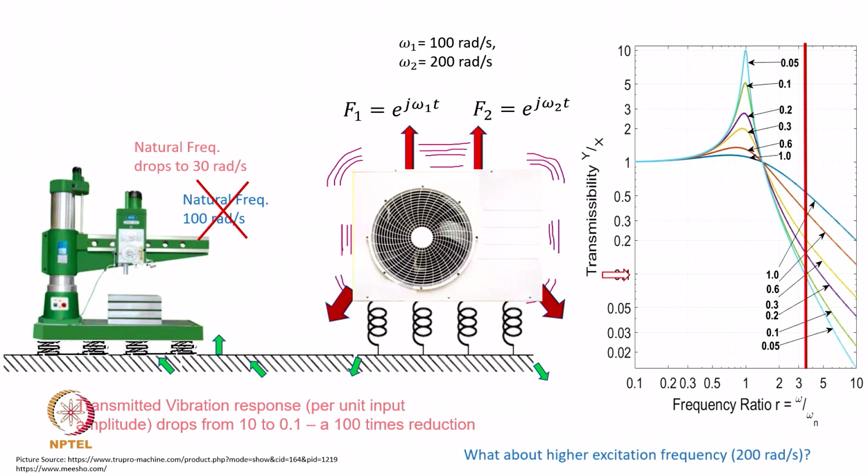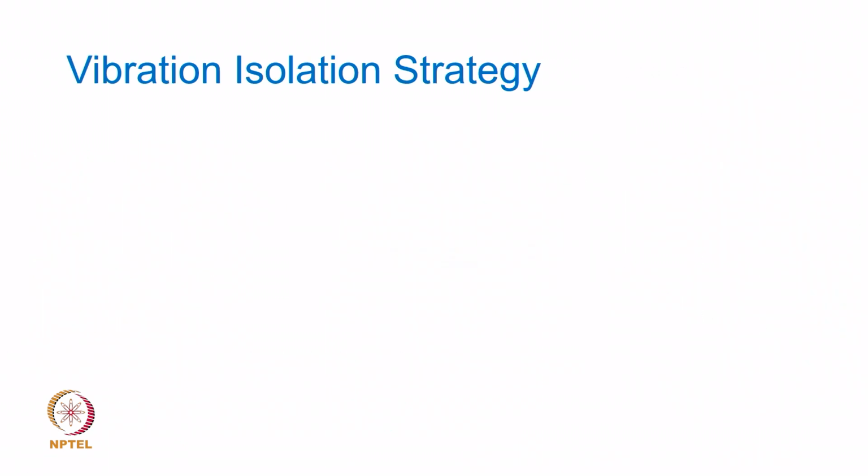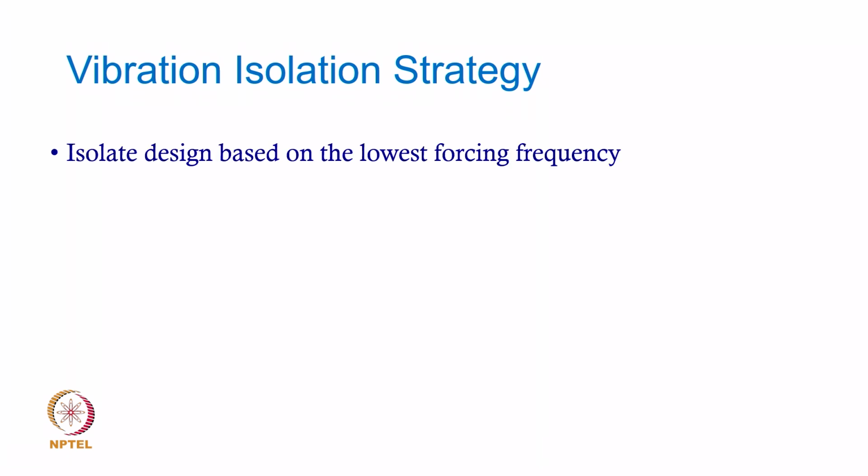So, we have already answered this point. Okay. So, the vibration control or vibration isolation strategy, you need to design the isolators based on the lowest forcing frequency. If you have 100 radians per second, 200 radians per second, design it for 100, and then it will be fine for the higher ones as well.